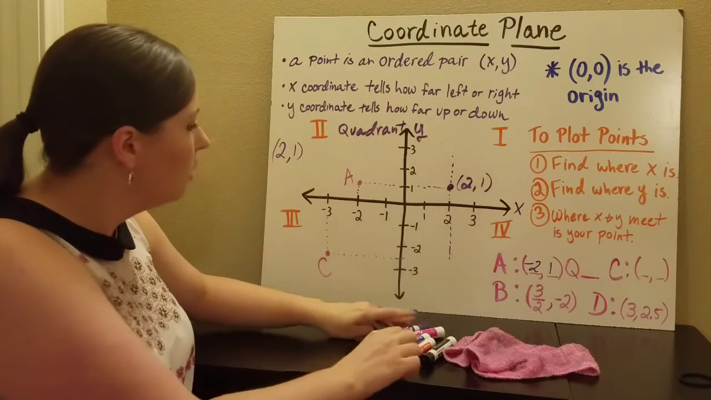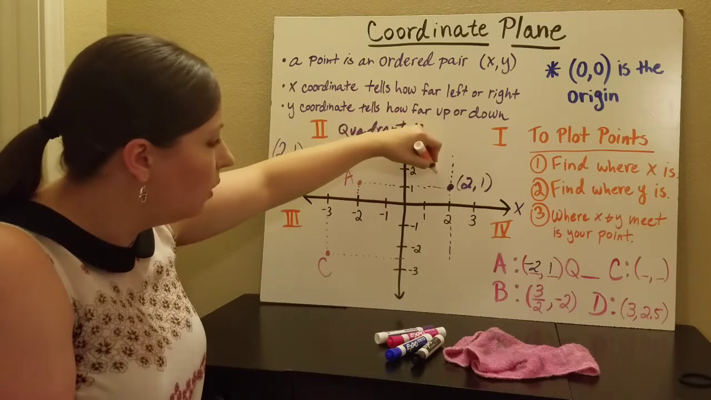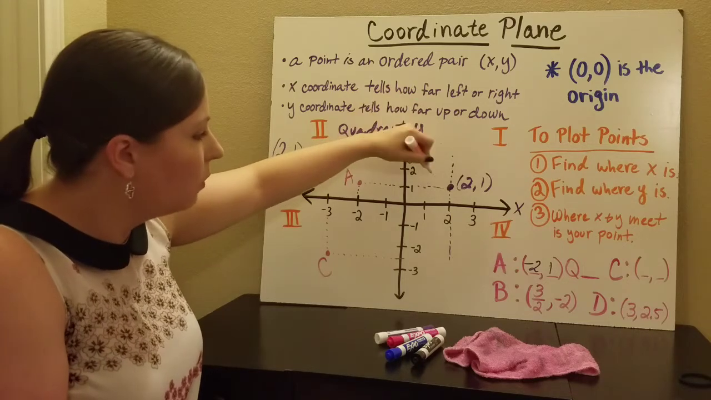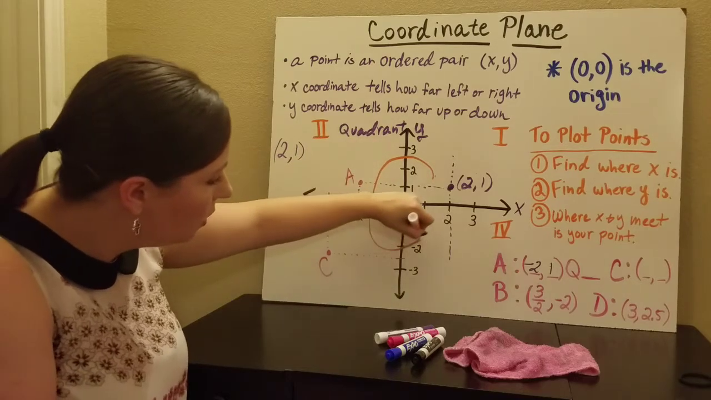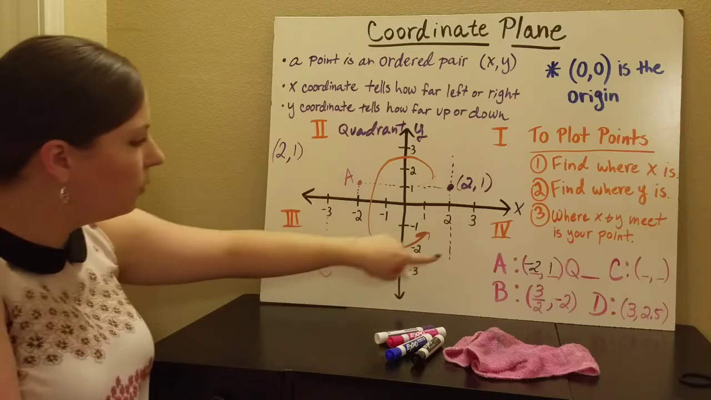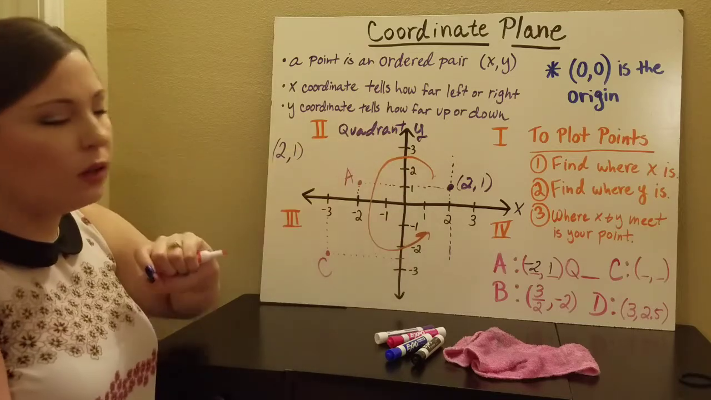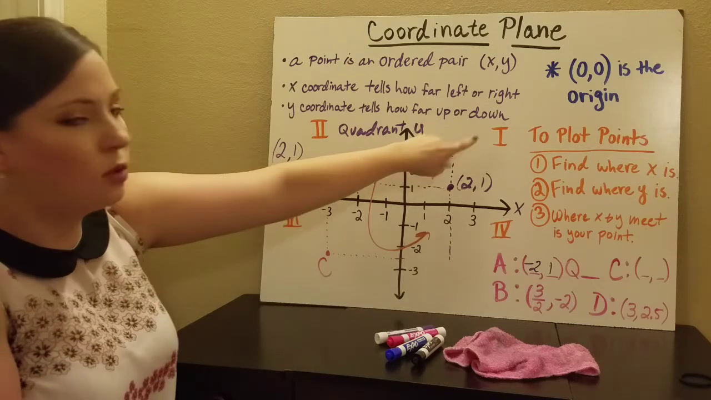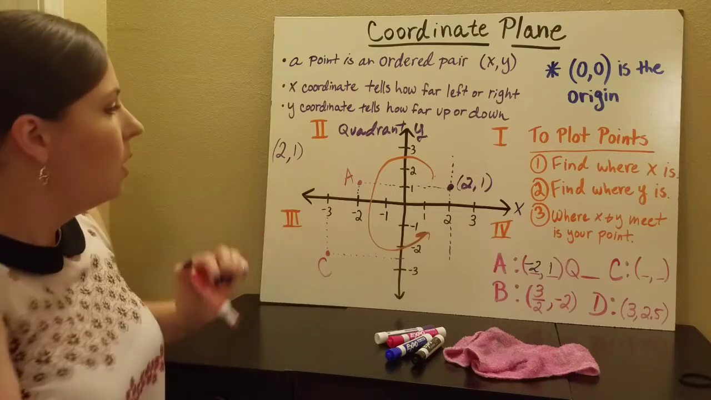Let me do this in another color here. I'll do it in orange to match. Quadrant 1. We're on the coordinate plane, going counterclockwise. So 1, 2, 3, 4. If you can just remember that, you can draw a big C in the middle of that, and wherever you start your C, that's quadrant 1, and then you can label all the rest of the quadrants.